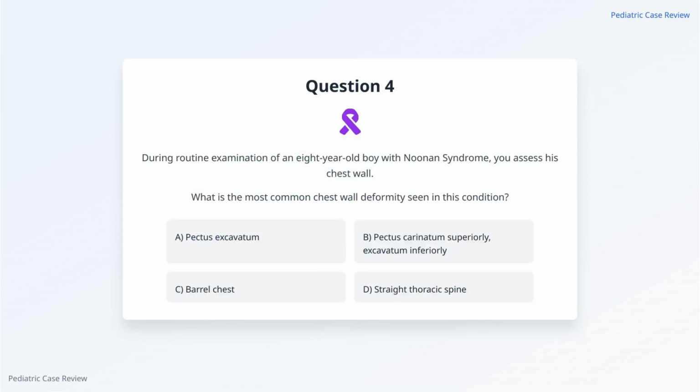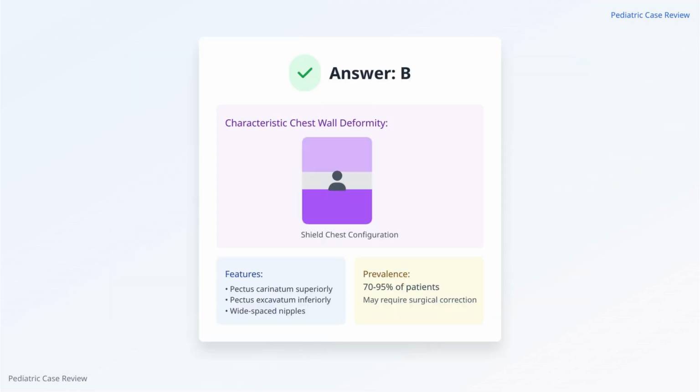Question 4. During routine examination of an 8-year-old boy with Noonan Syndrome, you assess his chest wall. What is the most common chest wall deformity seen in this condition? Option A. Pectus excavatum. Option B. Pectus carinatum superiorly with pectus excavatum inferiorly. Option C. Barrel chest. Option D. Straight thoracic spine. The correct answer is B.